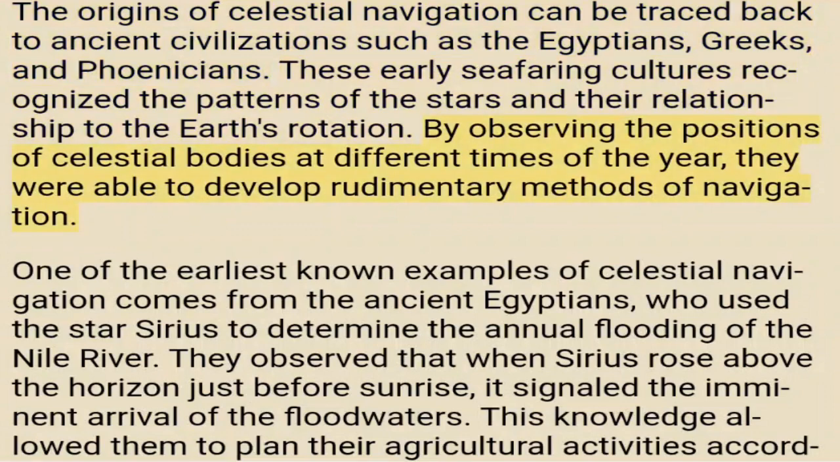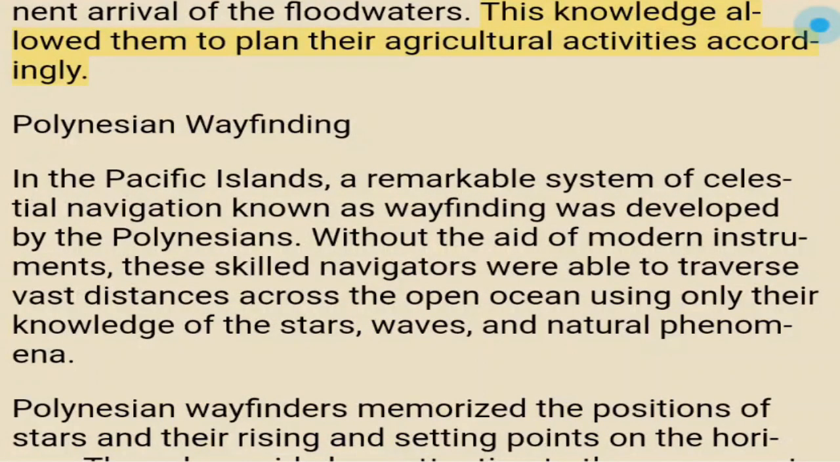By observing the positions of celestial bodies at different times of the year, they were able to develop rudimentary methods of navigation. One of the earliest known examples of celestial navigation comes from the ancient Egyptians, who used the star Sirius to determine the annual flooding of the Nile River. They observed that when Sirius rose above the horizon just before sunrise, it signaled the imminent arrival of the floodwaters. This knowledge allowed them to plan their agricultural activities accordingly.